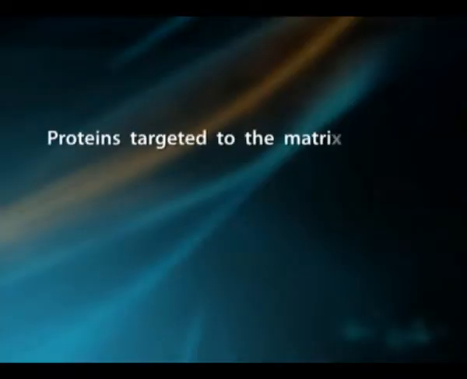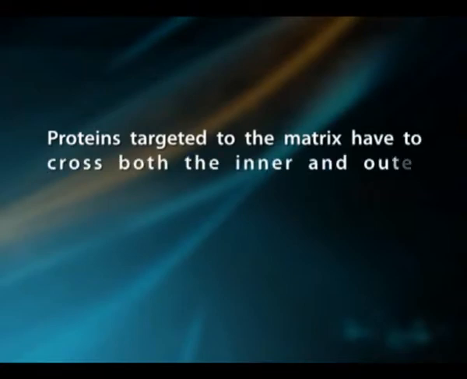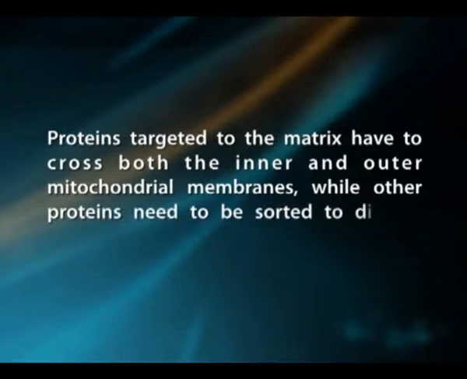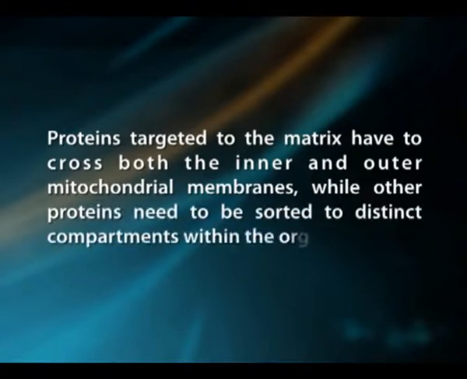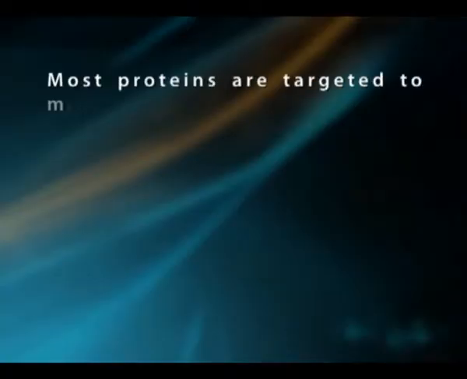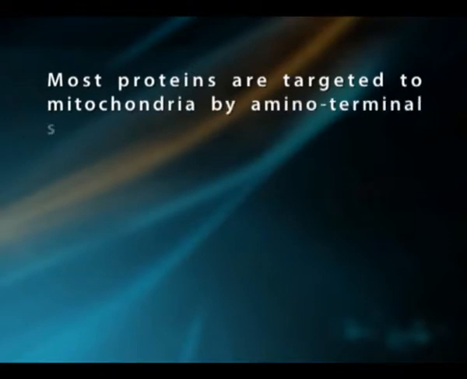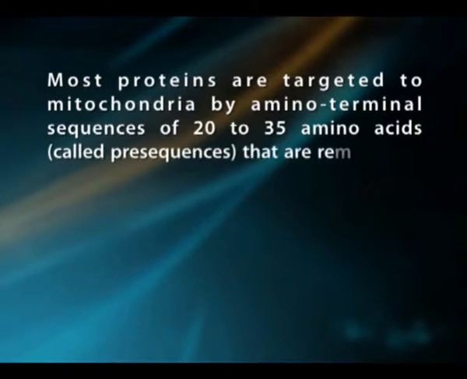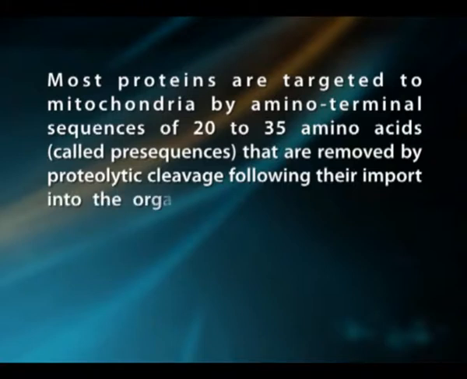Proteins targeted to the matrix have to cross both the inner and outer mitochondrial membranes, while other proteins need to be sorted to distinct compartments within the organelle. The import of proteins to the matrix is the best understood aspect of mitochondrial protein sorting. Most proteins are targeted to mitochondria by amino terminal sequences of 20 to 35 amino acids that are removed by proteolytic cleavage following their import into the organelle.